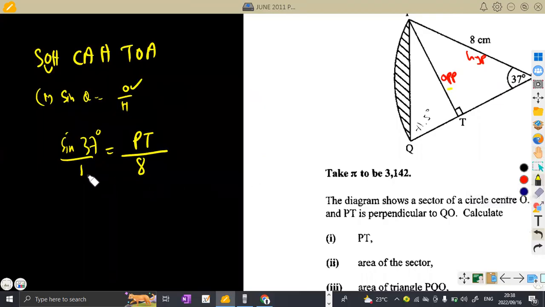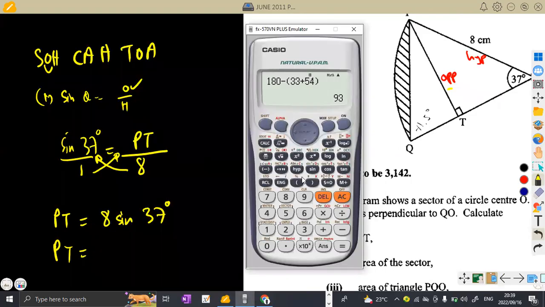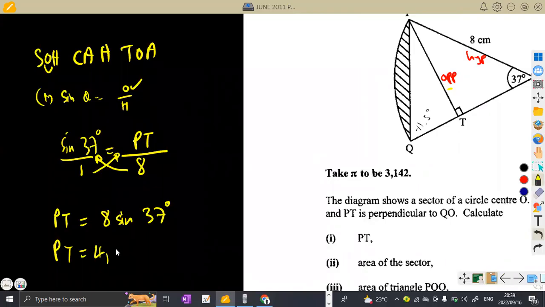So here, what are you going to get? 1 times PT, that's PT, is equal to, cross multiplying, 8 times sine 37. So you're going to have PT as 8 sine 37, of which you can use our calculator. It's 8 sine 37 degrees, which is going to give us 4,81, something like that, 4,815, something up to the last digit.